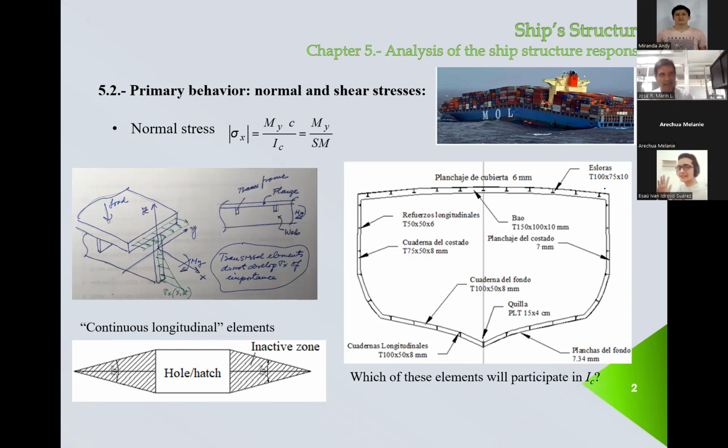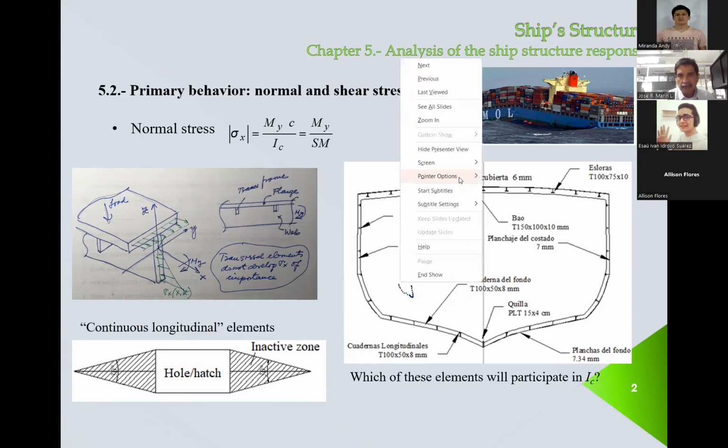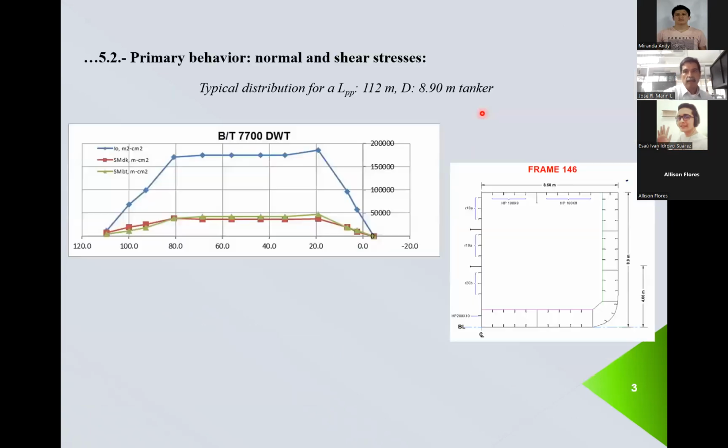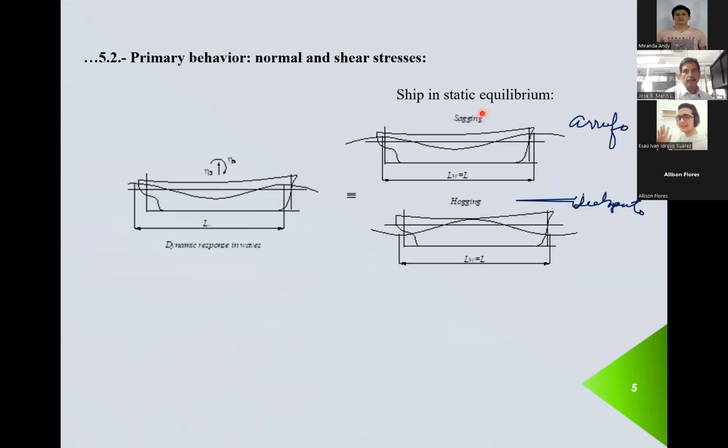I have two opinions. What do you say, Ms. Flores? Hogging or sagging? If you see, you have the crest, right? We have the crest about here. And you see that there is some throw on here. So we have the crest in the central part of the ship. So it's basically hogging. Okay, yeah. So it could be, but at first sight, we consider that's hogging. It's always a good idea to know these terms in Spanish too. Okay. So it's arrufo and quebranto. Okay. Any questions about this?